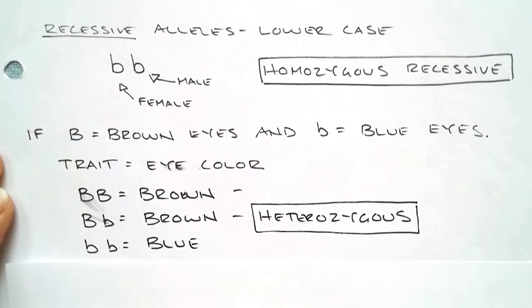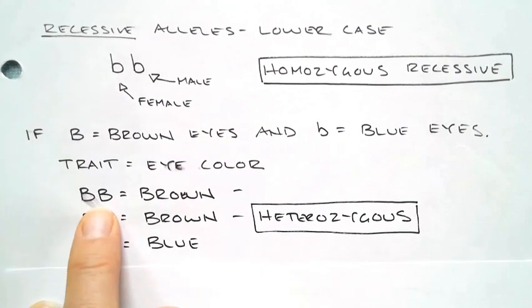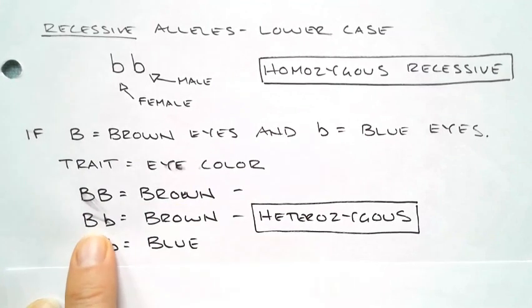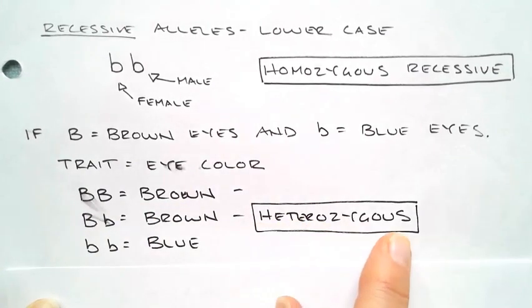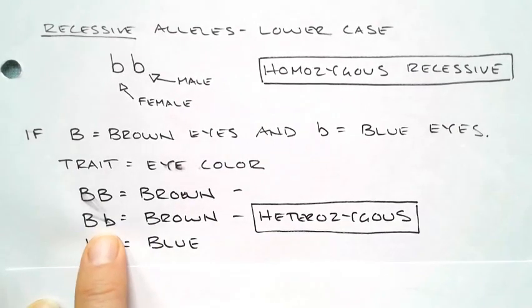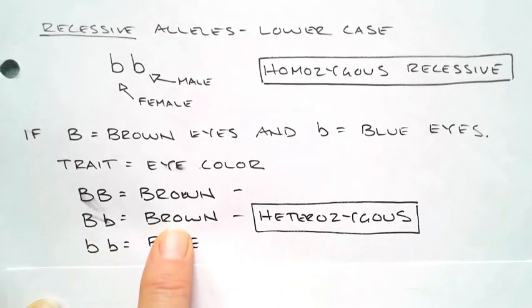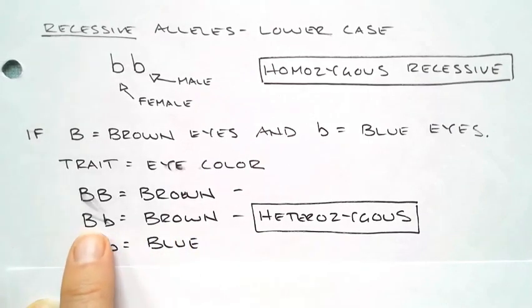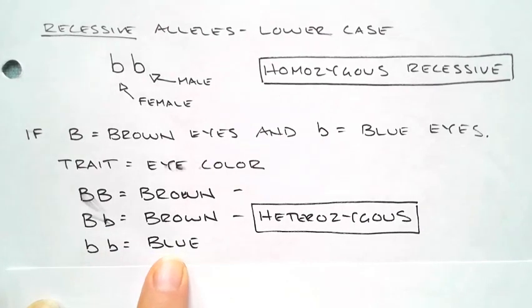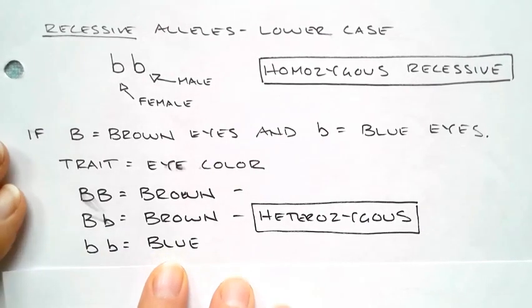So in this example, we have big B, and that equals brown colored eyes. We have a new term that we're adding, and it's called heterozygous. Hetero means different. So big B, little b also means brown eyes because, again, this is in complete dominance. The big B overpowers the little b. And finally, we have homozygous recessive, little b. This individual would have blue eyes.